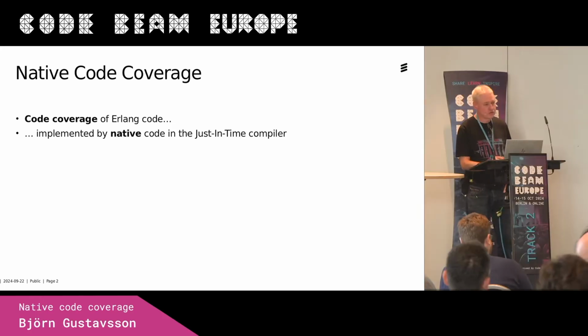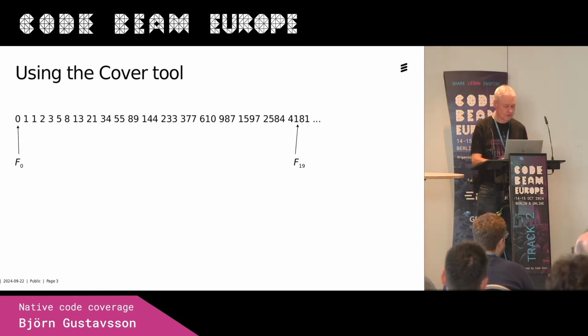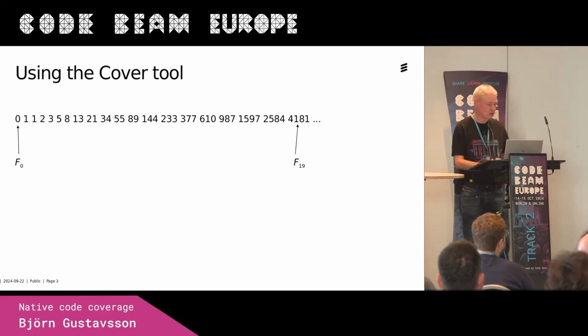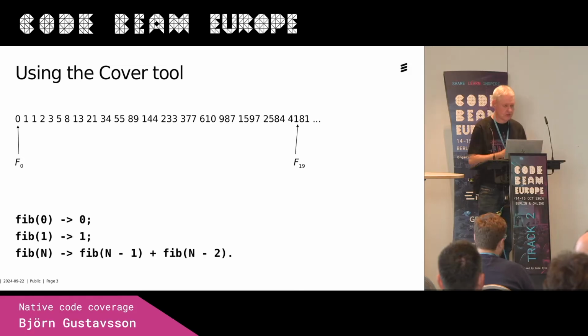Code coverage is useful. You can see if you do not have enough test cases. It can also help you find deficiencies in your code. So I'll show an example for that. So we're jumping into an example. This is a Fibonacci sequence, where each number is the sum of the two preceding numbers. And we can implement it in Erlang easily, like this.